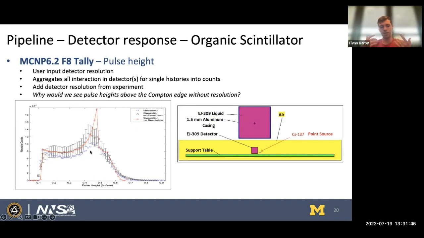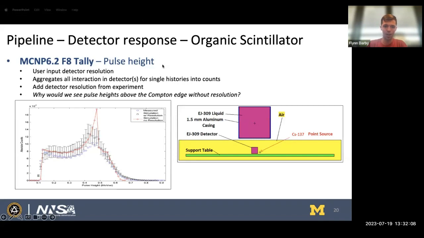But our detector has an associated light output resolution, which is also equivalent to an energy resolution in this case. So we have to add some sort of broadening term. And once we add this broadening term, the black distribution simulated agrees quite a bit better with the measured distribution, with a bit of a higher uncertainty.